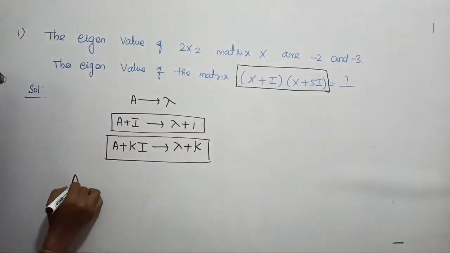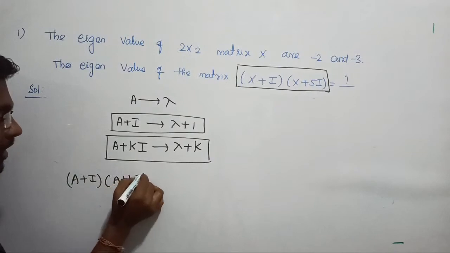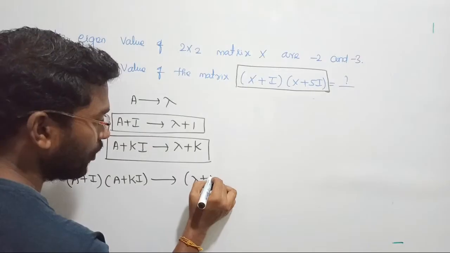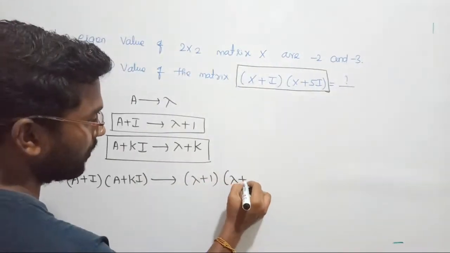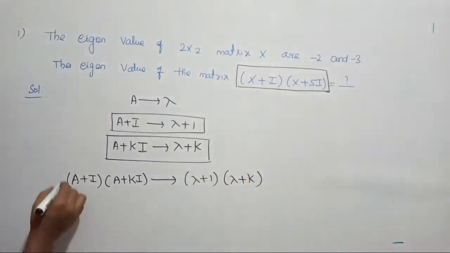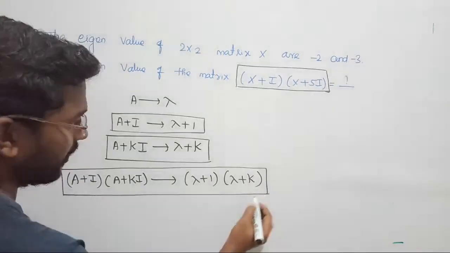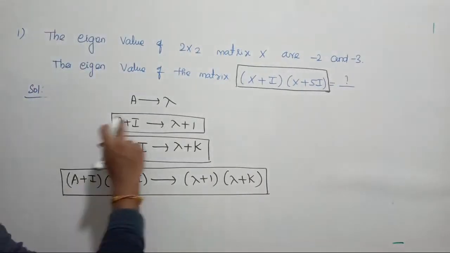Now what I am saying is, A plus I, right? When multiplied by A plus k I, what will be the correspondent eigenvalue? Very simple. That is going to be lambda plus 1 for this one and lambda plus k for this one. Do you agree with me? Yes. So from this, let us bring the answer. This is the answer for our question. Shall we put the answer? Yes. Let me rub this one.